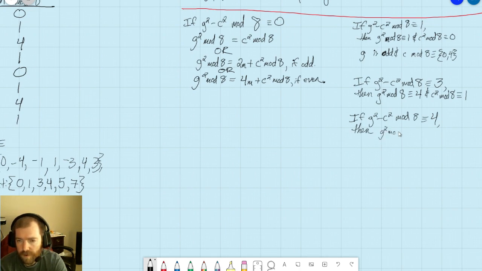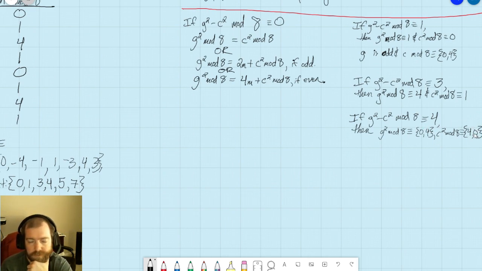G squared mod 8 is going to be 0 or 4 in that order, whereas C squared mod 8 must be 4 or 0 in that order. So they must correspond exactly: 0 to 4 or 4 to 0.